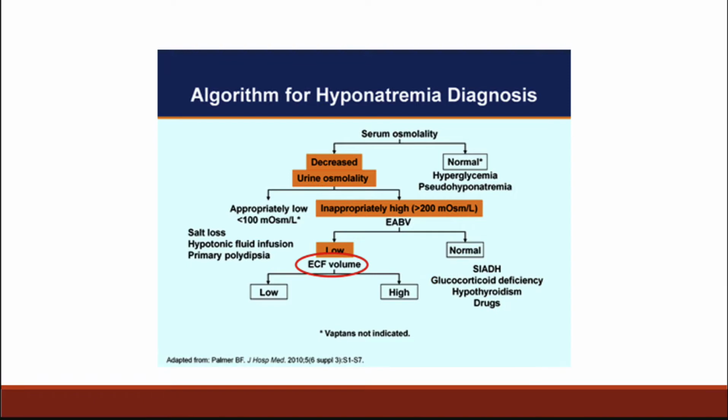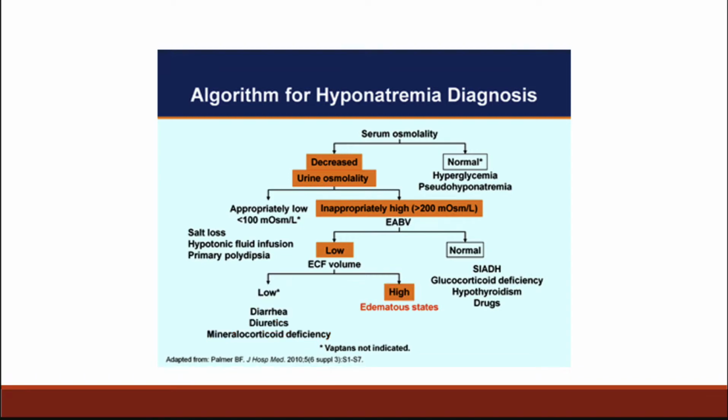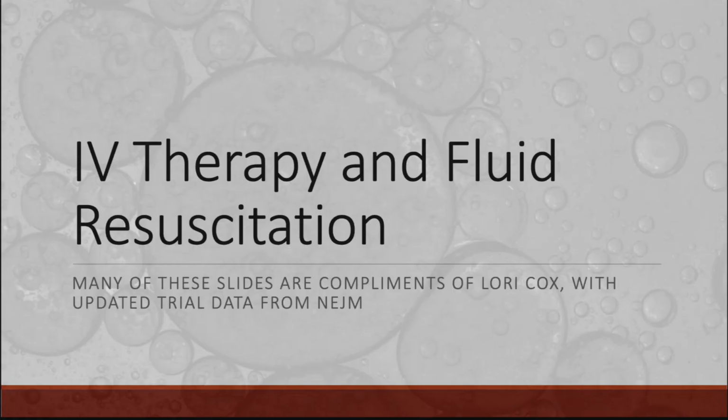Of course, if the blood volume is low, then we want to look at the extracellular volume. And if it's also low, then we think about things like diarrhea and diuretics. And if it's high, then that is edema. All right. So this is how we assess somebody's volume status when they come in and they're hyponatremic, because we have to know what the cause of that hyponatremia is in order to treat it. Makes sense, right?